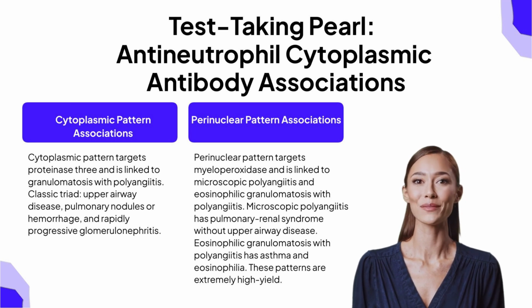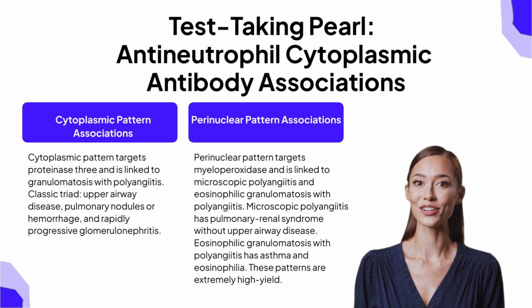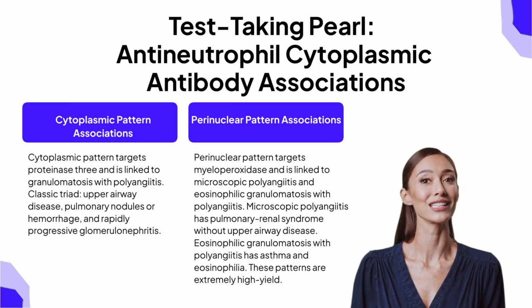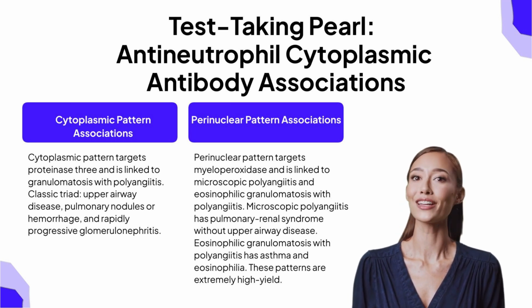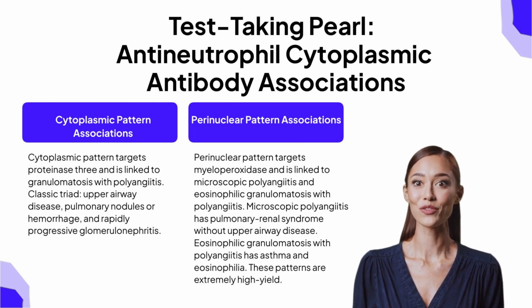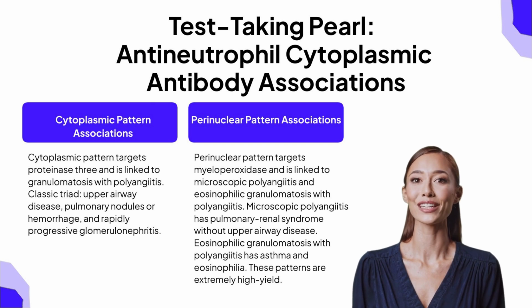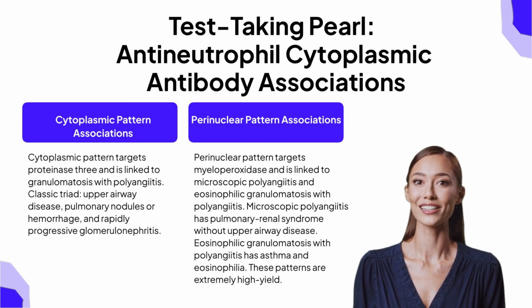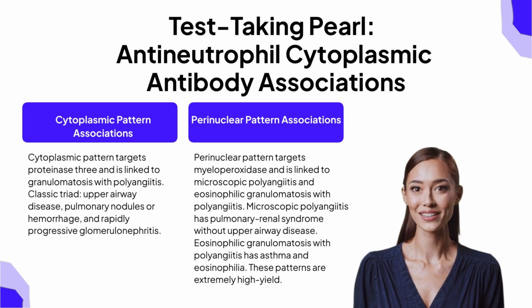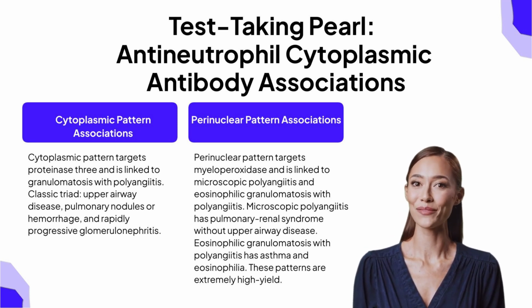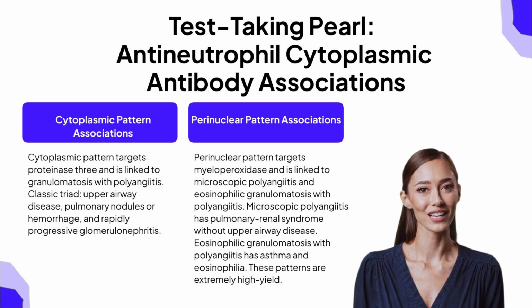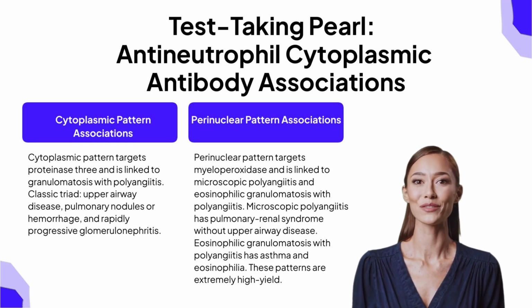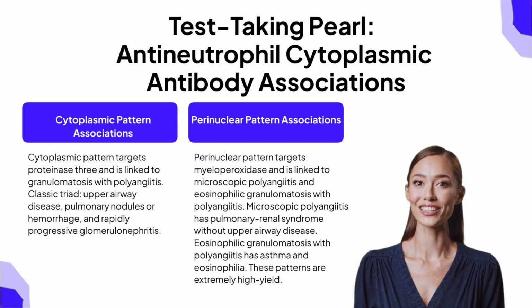The perinuclear staining pattern targets myeloperoxidase and is associated with microscopic polyangiitis and eosinophilic granulomatosis with polyangiitis. Microscopic polyangiitis presents with pulmonary renal syndrome, but without upper airway involvement, which distinguishes it from granulomatosis with polyangiitis. Eosinophilic granulomatosis with polyangiitis presents with the unique combination of asthma, eosinophilia, and vasculitis. If you see asthma plus vasculitis, that is eosinophilic granulomatosis with polyangiitis until proven otherwise. These antibody patterns and clinical associations come up repeatedly on the boards.